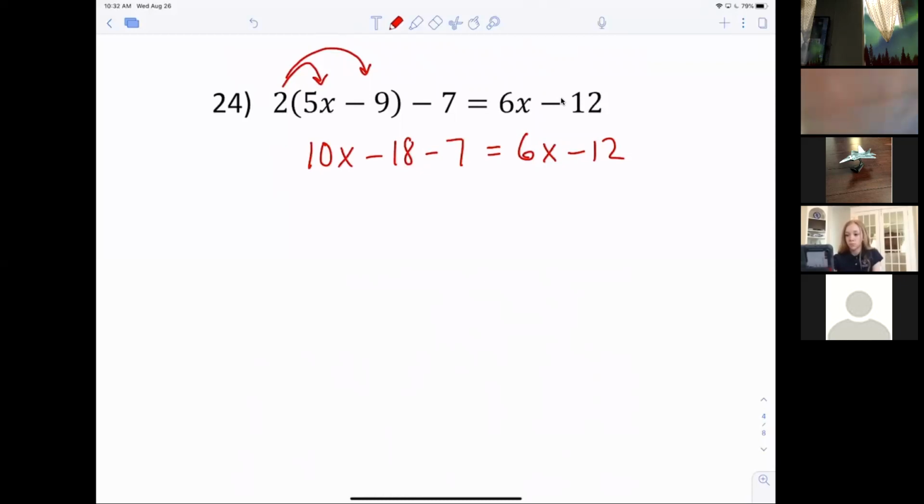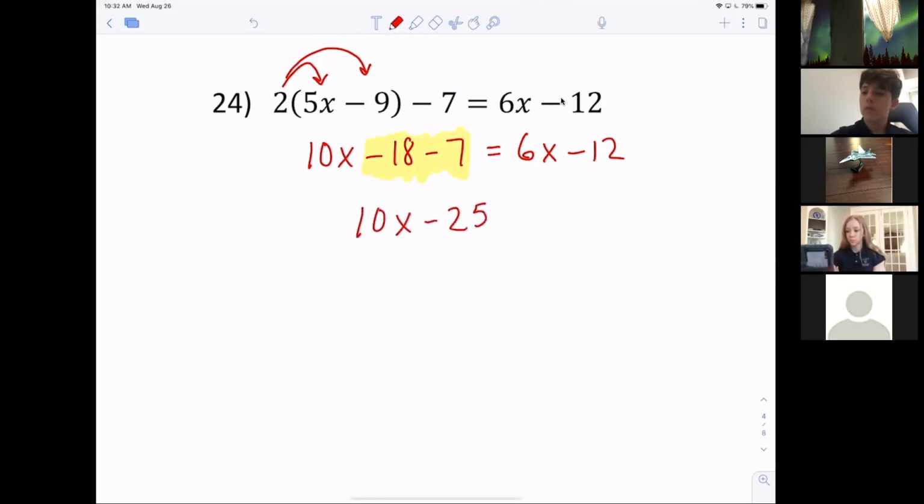Now we've got to combine terms. Here we go. Combining terms here. Everybody okay with that? So what's -18 minus 7? Negative 25. Thank you. 10x minus 25 equals 6x minus 12.